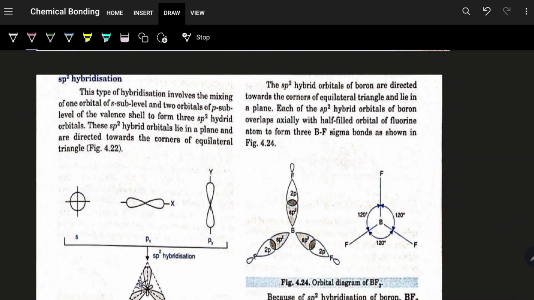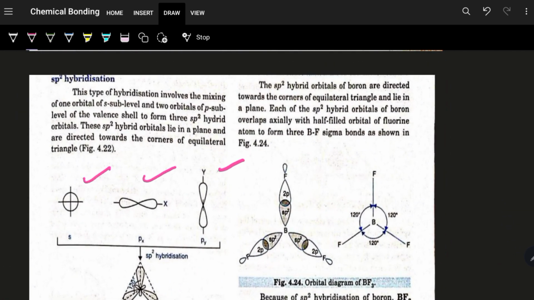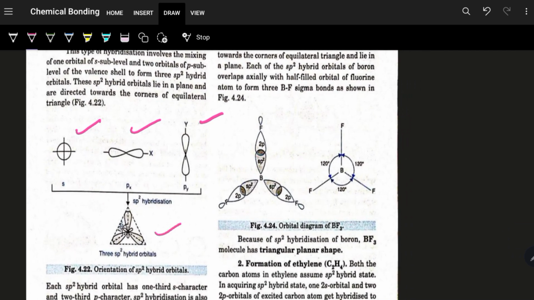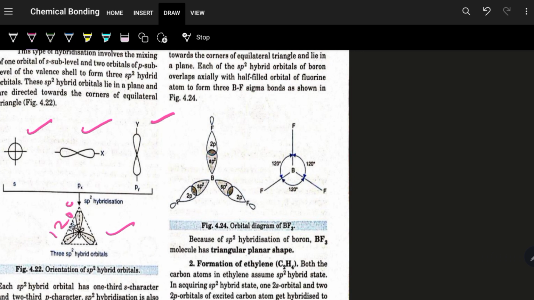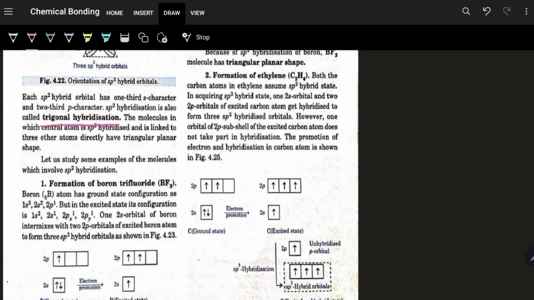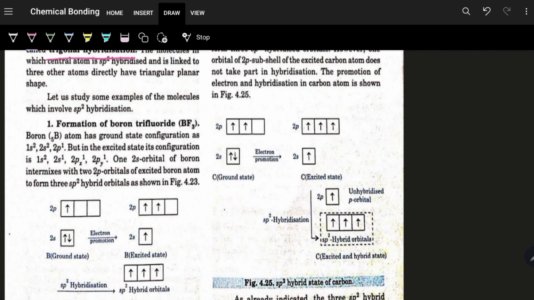Moving on to sp2, 1s and 2p orbitals undergo intermixing to form three set of hybrid orbital, which is having a trigonal planar geometry with a bond angle of 120 degree. So this is trigonal hybridization. Bond angle is 120 degree. So these examples are boron trifluoride.